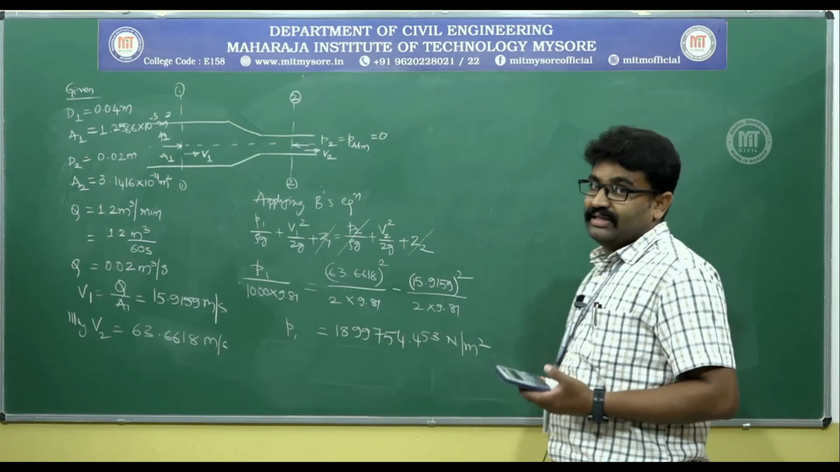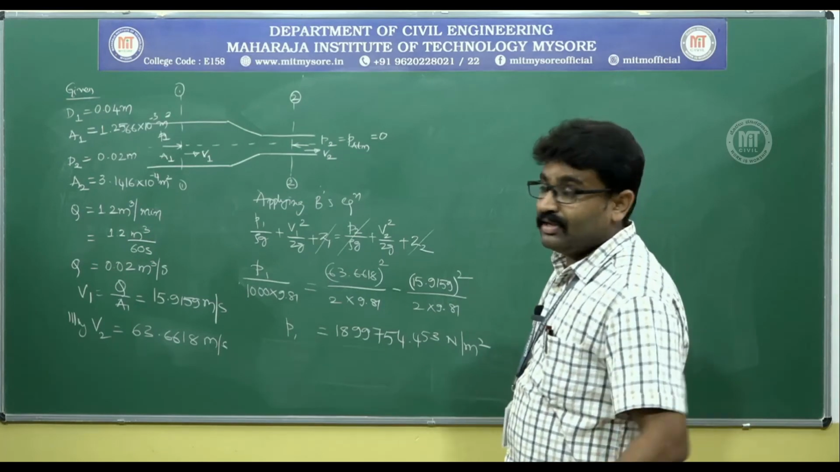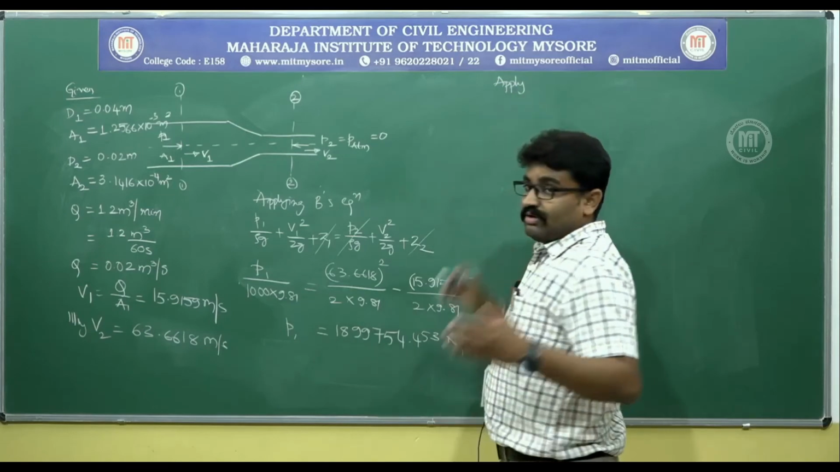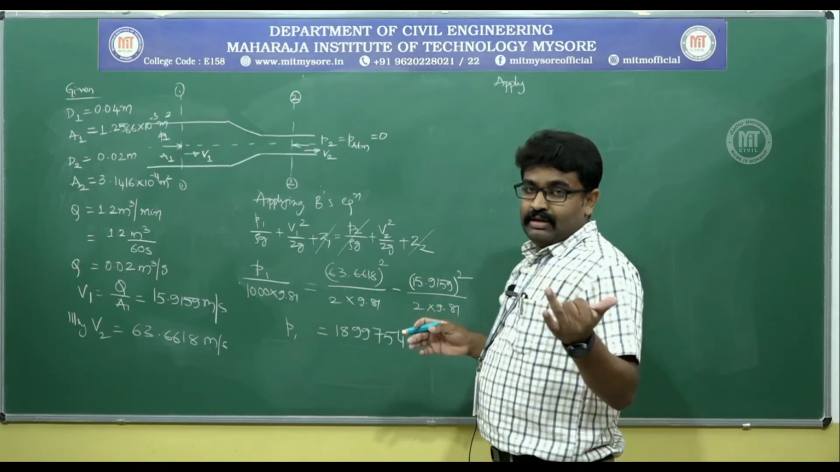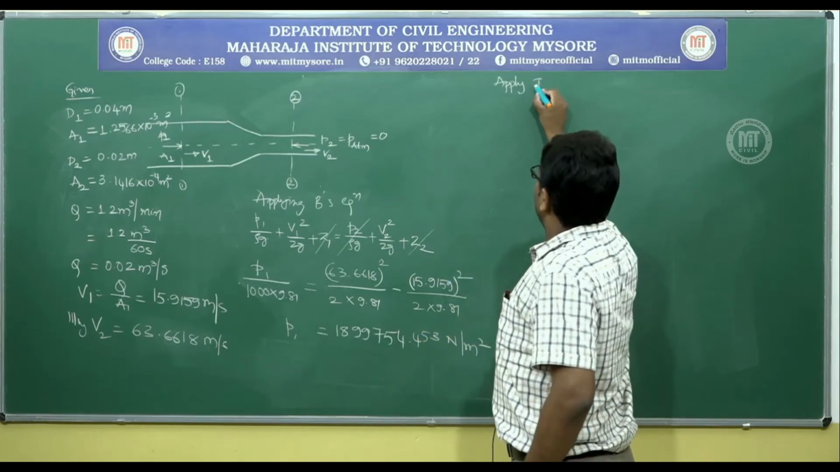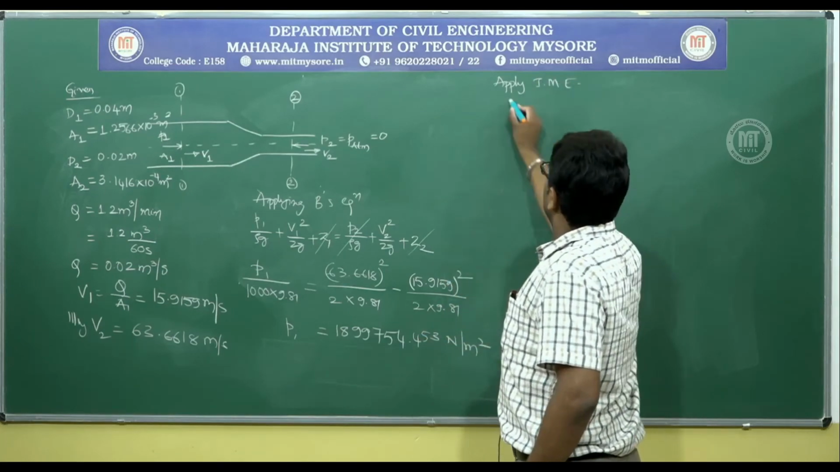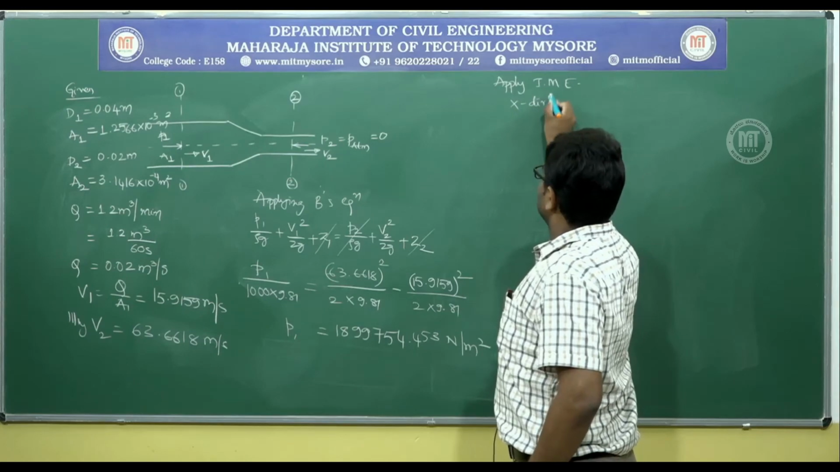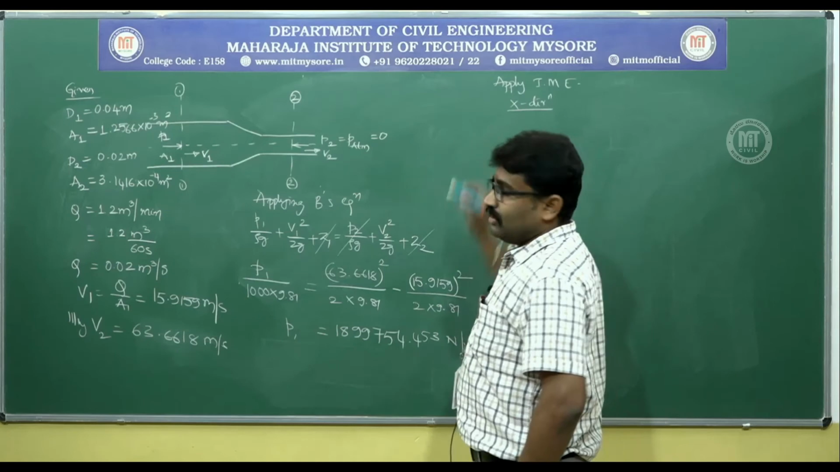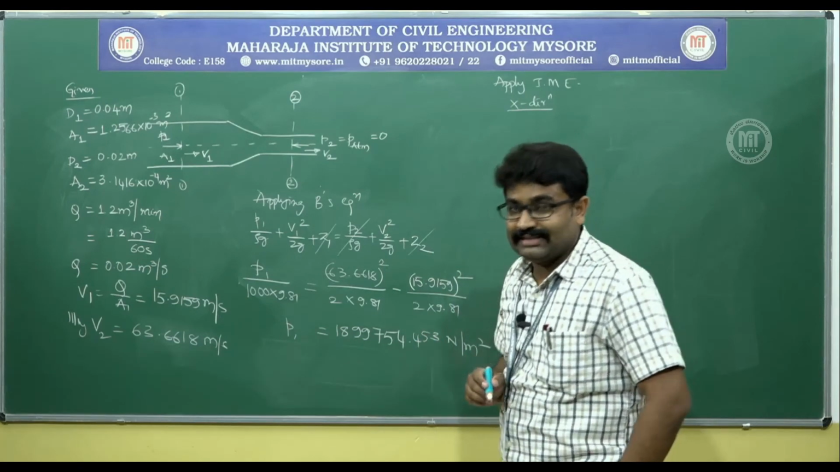Once you get P1, the next step would be to apply impulse momentum equation. So, apply, because now I have everything required, P1, P2, A1, A2, V1, V2 and Q. So, apply impulse momentum equation. Only available direction here is x direction, because flow is only in x direction. So, how do we apply impulse momentum in x direction?